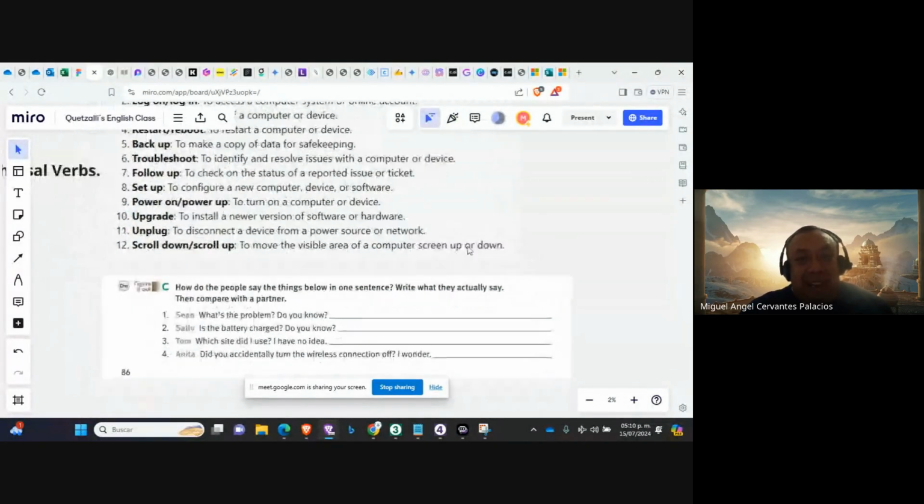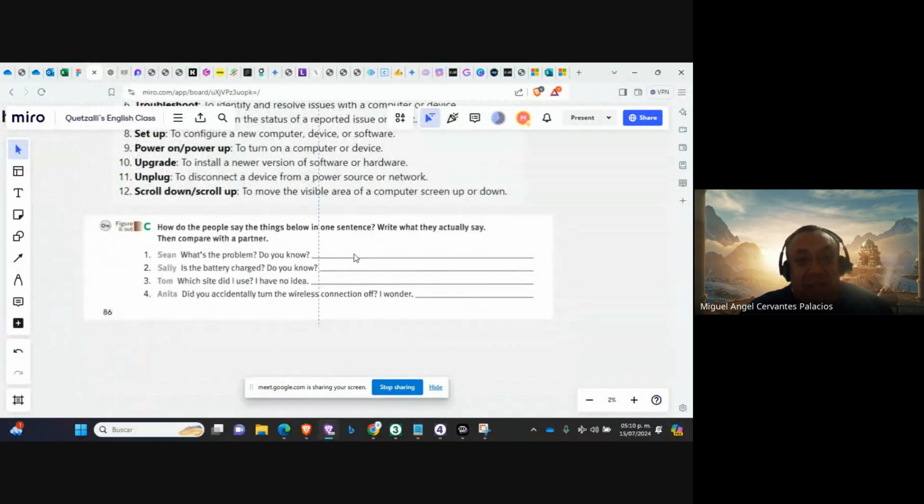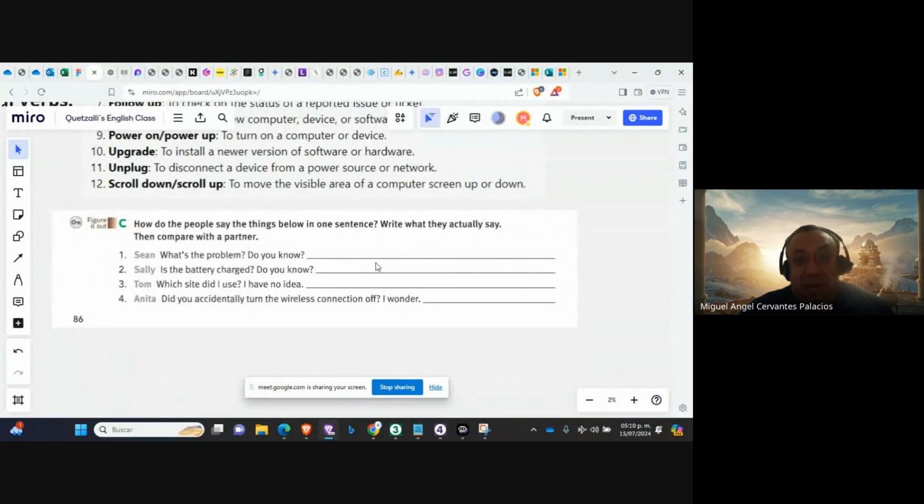Okay. So let's practice this. It says, how do the people say the things below in one sentence? Write what they usually say, then compare with a partner. For example, Sean, what is the problem? Do you know? Sally, is the battery charged? Do you know? Tom, which site did I use? I have no idea. Anita, did you accidentally turn the wireless connection off? I wonder.